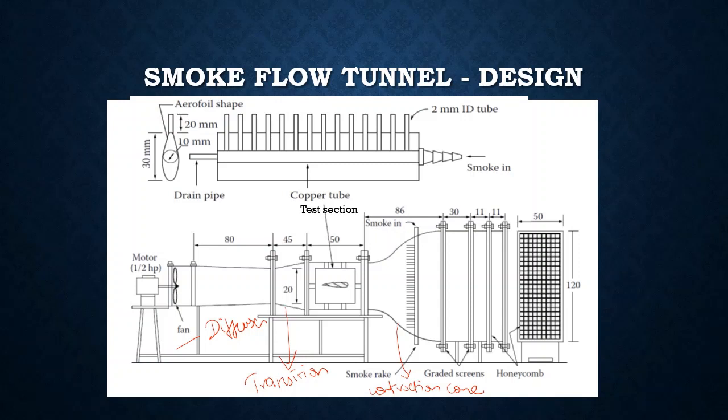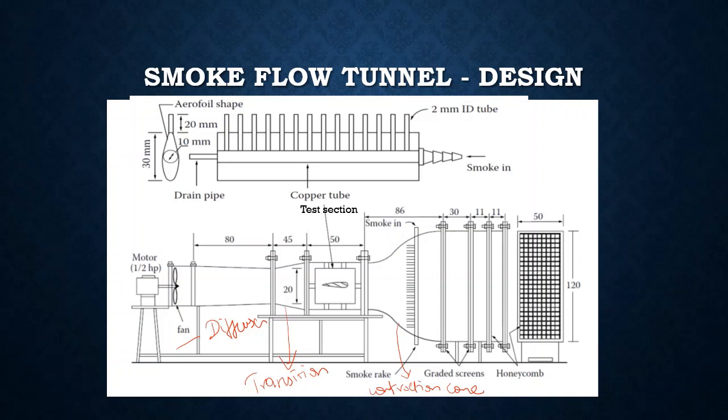and with respect to that model shape, we may have the boundary layer separation, and then the formation of wake, where exactly it occurs, and what is the point of separation. That is, you are going to find the flow separation point, and then detachment point, and then reattachment point. All these things can be easily visualized with the help of this smoke flow tunnel.